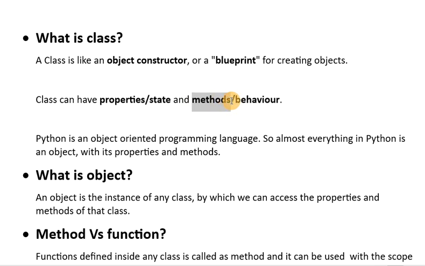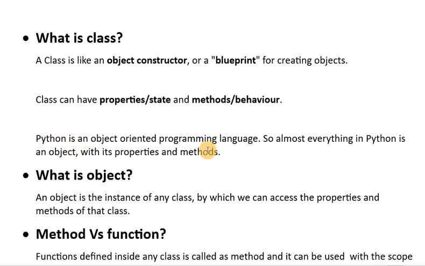So whatever behavior that class is going to have, we have to define inside the methods. And the state of the class means the properties that we are going to have in the class. So I think these terms are clear right now. Here we are able to understand what these properties, state, and methods and behavior are.